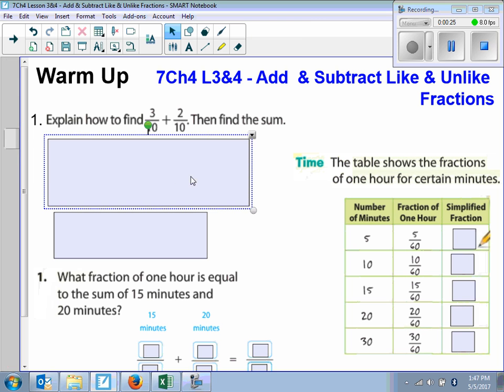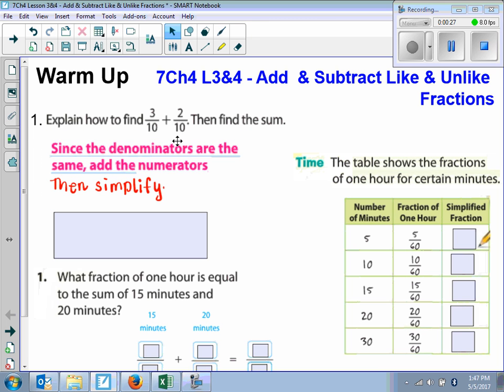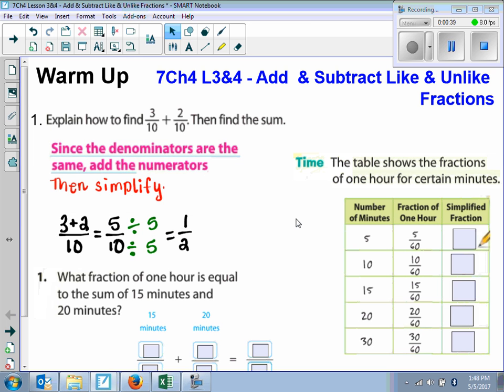Since the denominator is the same, you just add the numerators. You put it over the same denominator, and then you simplify if you can. So here is how you show your work. You add the numerators, put it over the same denominator. You get 5/10, and then you simplify by dividing by 5, and you get 1/2.